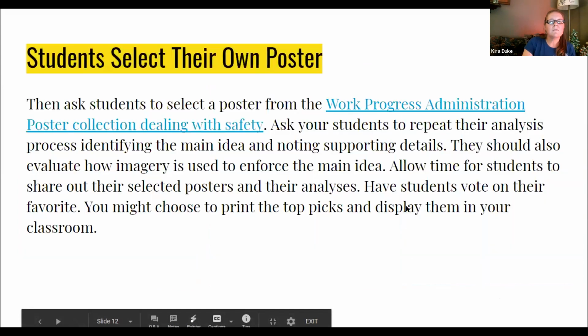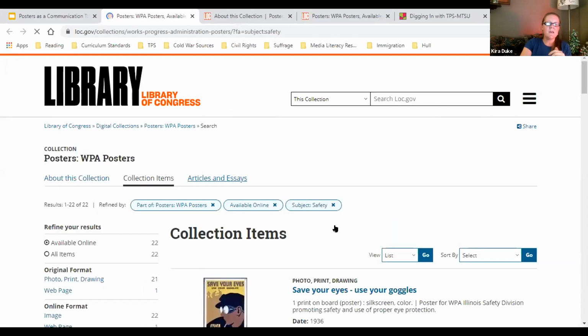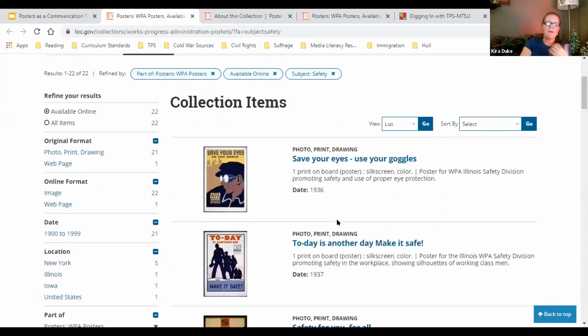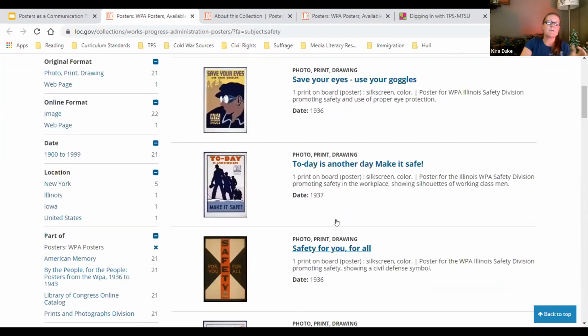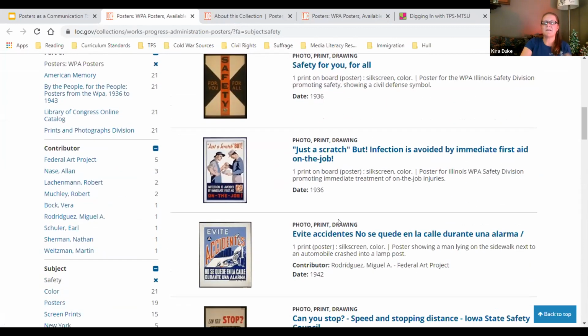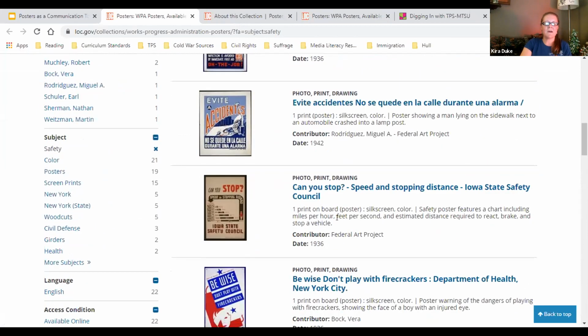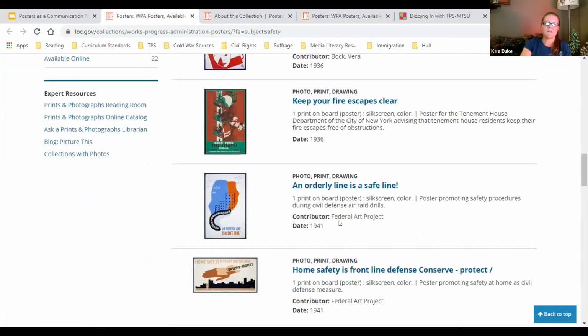To build off of that, you could have your students select a poster from some of the other WPA collections. Specifically, I pulled out a subsection of those dealing with safety. There's about 10 or maybe 20 of these for you to look at. They could pick one, go through the same process, report out on what they found in their analysis, and then vote on some of their favorites in this subsection of the collection.